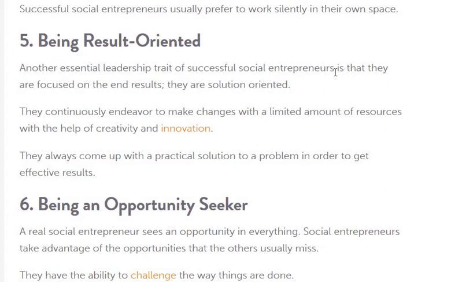And this is a very important part of a successful social entrepreneur. They continuously endeavor to make changes with a limited amount of resources with the help of creativity and innovation. With a limited amount of resources, with the help of creativity and innovation, they go ahead, complete their task, and achieve their goals.